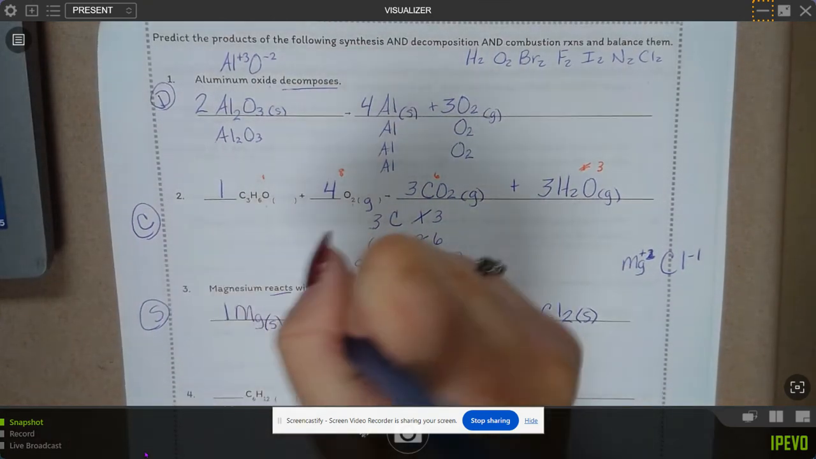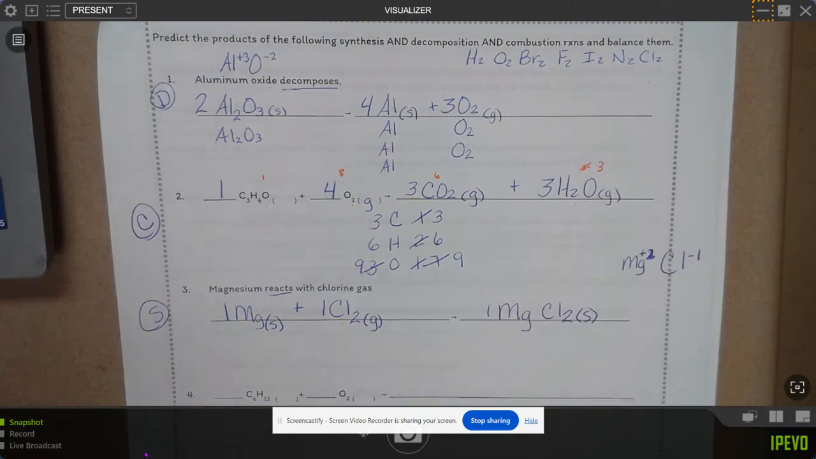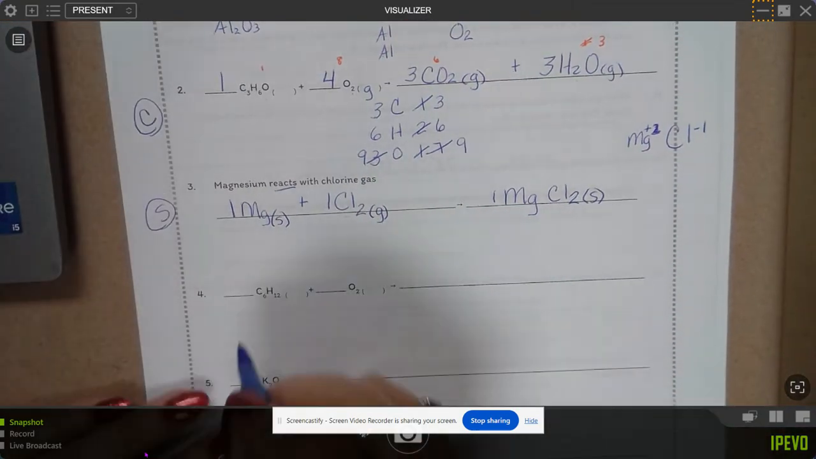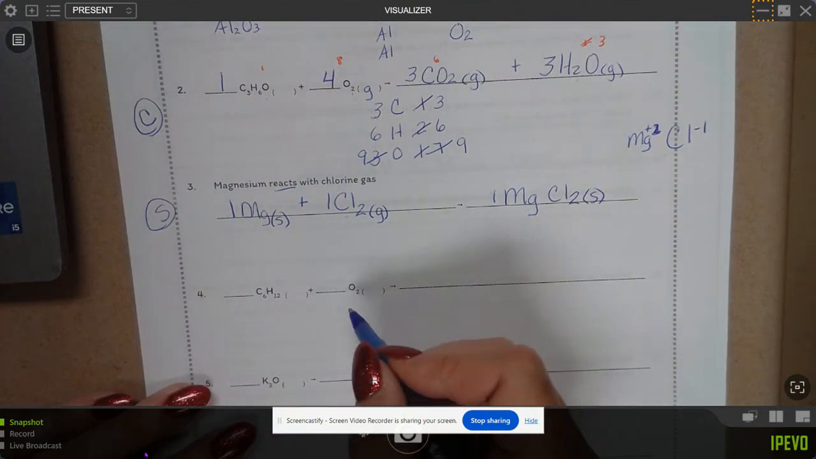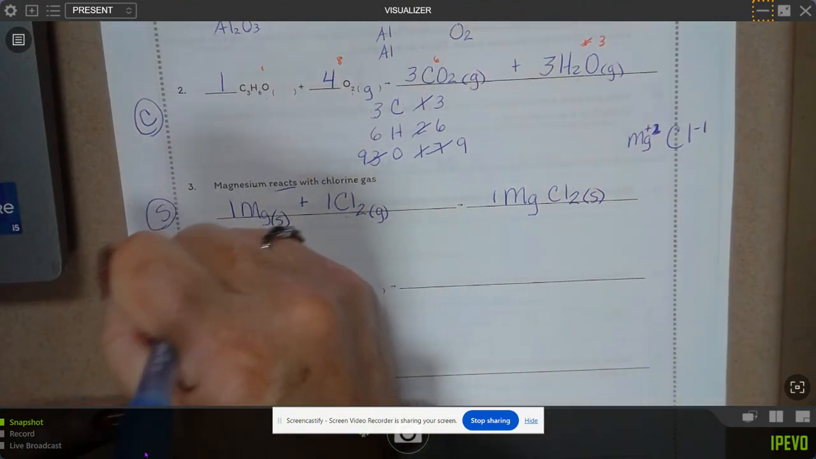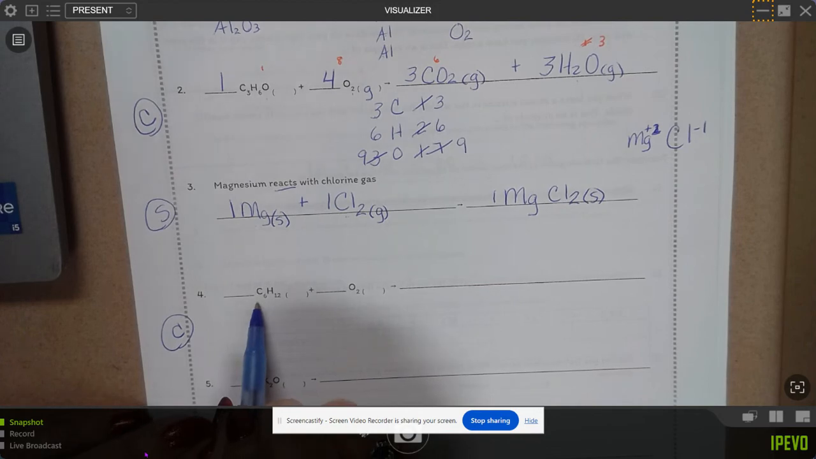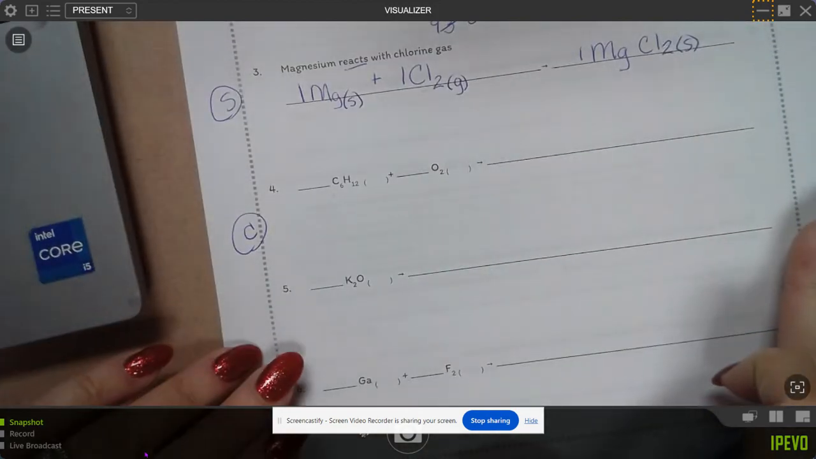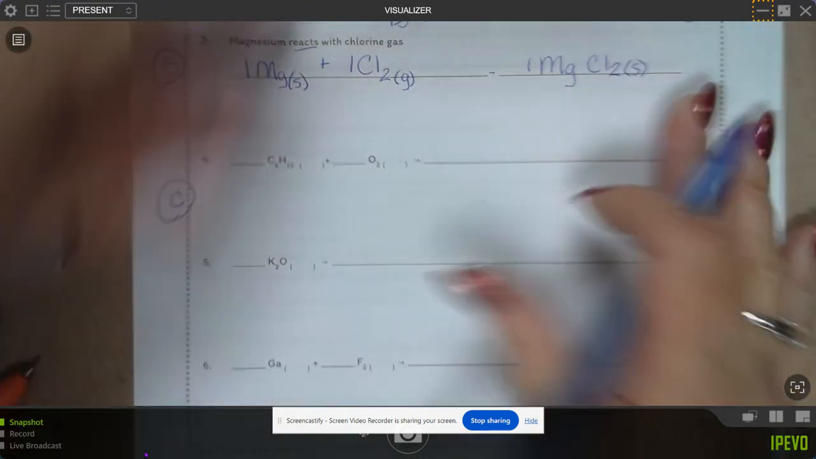This is balanced just the way it is. Those are awesome. All right. Number 4, C6H12 plus O2. That is a combustion reaction. We've got a hydrocarbon plus oxygen. All right. Sweet part of these, the products are always the same.